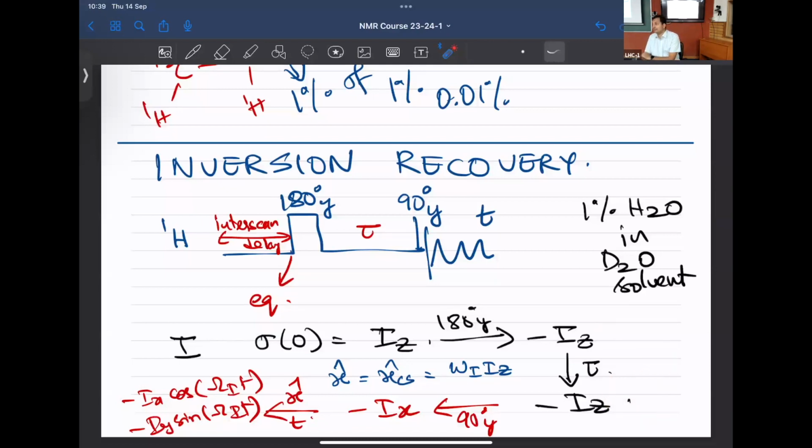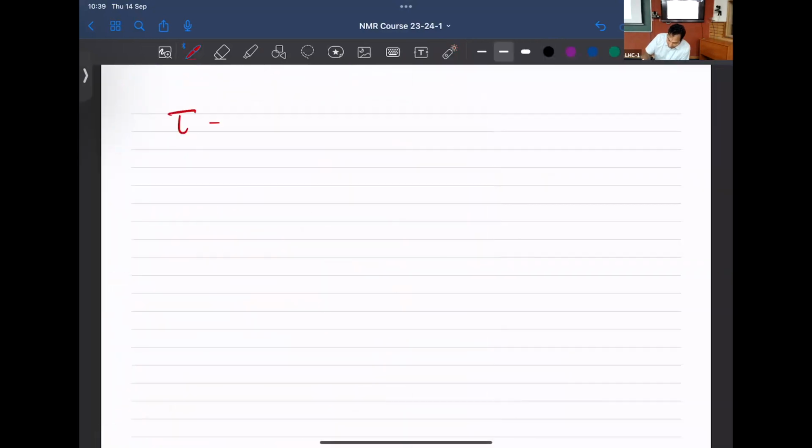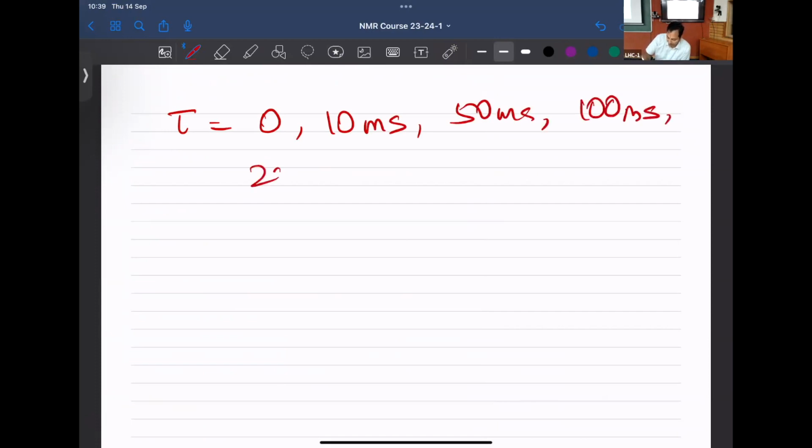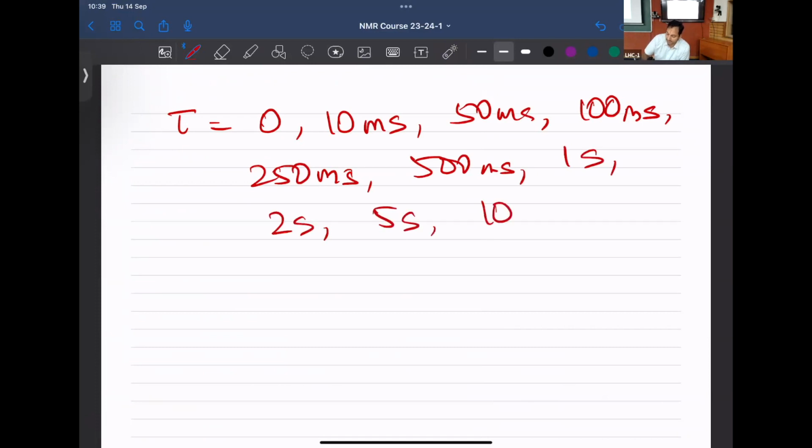And what type of relaxation is it? Is it longitudinal or transverse? It's longitudinal. So only R1 relaxation would have played a role. Does that make sense? You have seen the simulations where, if you're able to achieve a perfect 180, you won't get anything transverse. It nicely goes back up. So if you have the ability to repeat this experiment such that tau is changed, say, at 0 seconds, 10 milliseconds, 50 milliseconds, 100 milliseconds. For instance, I'm just giving some random numbers. 250 milliseconds, 500 milliseconds, 1 second, 2 seconds, 5 seconds, 10 seconds.